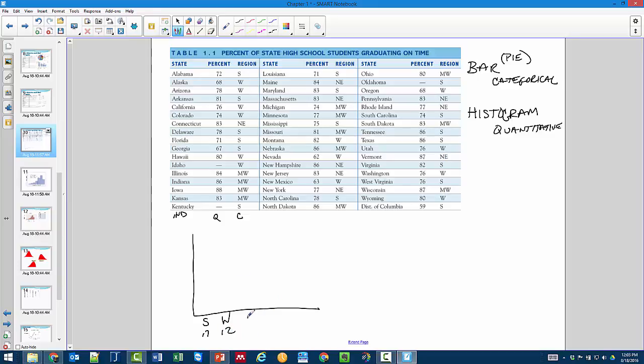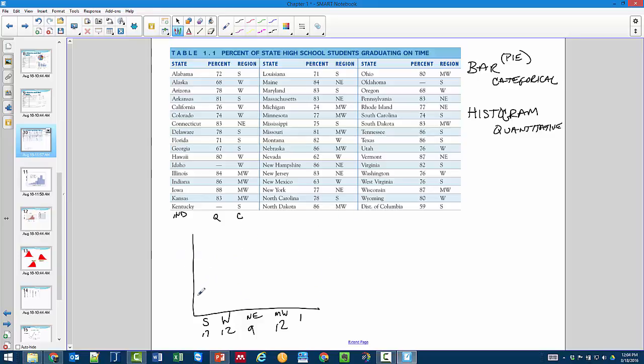In the Northeast, 1, 2, 3, 4, 5, 6, 7, 8, 9. In the Midwest, looks like I have 12. And then I think the only one left here is the Northeast. Oh, I already got Northeast. I don't see any Southwest. So those are the four categories that I have.